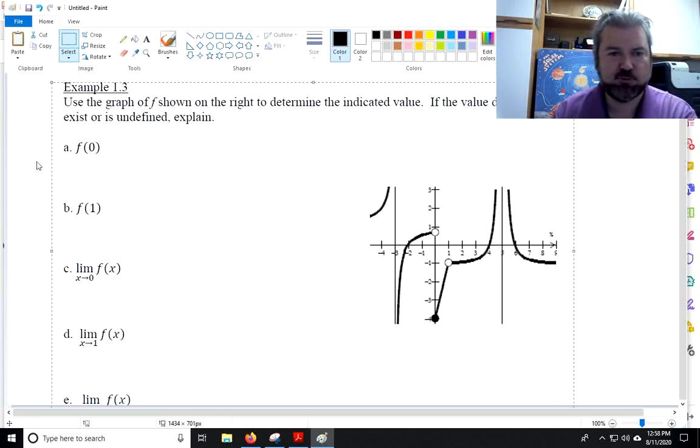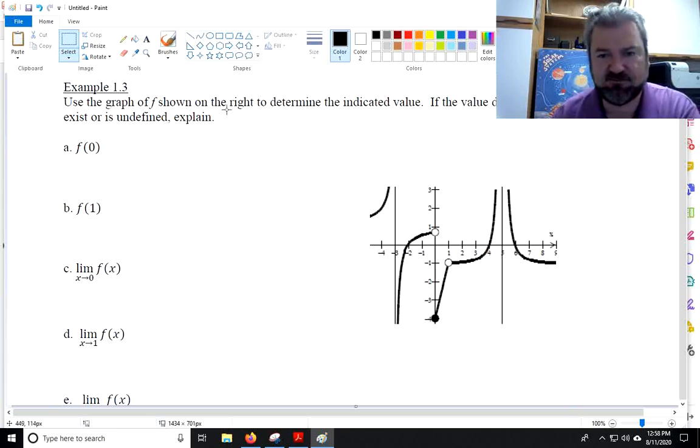Okay, so we're going to use the graph of f shown on the right to determine the indicated value. f of 0. Okay, well here's f. That's this dark line. These are asymptotes here, I think. Well, yeah, those are just asymptotes. So that's not actually part of the graph. Maybe they should be dotted lines. I'm not sure. Okay. So when x equals 0, this is a hole, but down here you see it's filled in. So the answer to f of 0, I'll use blue, is negative 4.